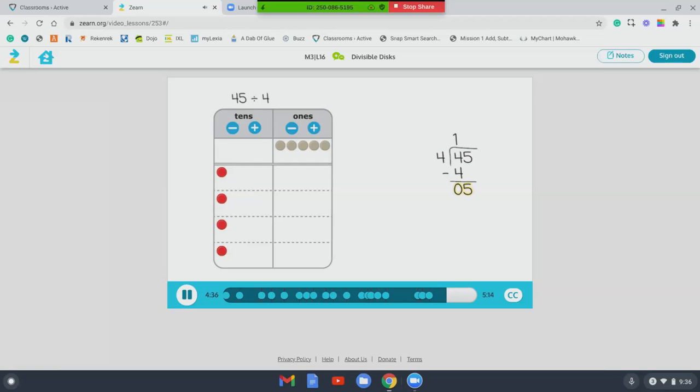5 ones divided by 4 is 1 one. We can place 1 one in each group, but we have 1 one remaining. 1 one times 4 is 4 ones. 5 ones minus 4 ones is 1 one. I got 1 ten and 1 one in each group, so that's a quotient of 11, and we have 1 one left over. You bet we do. That's our remainder.